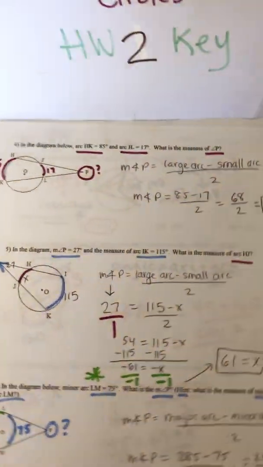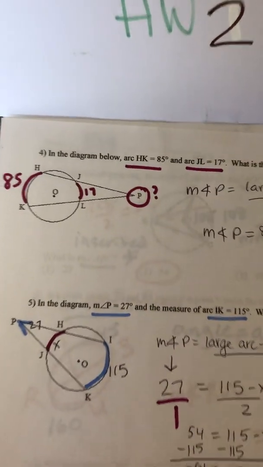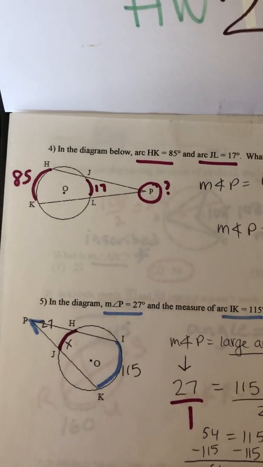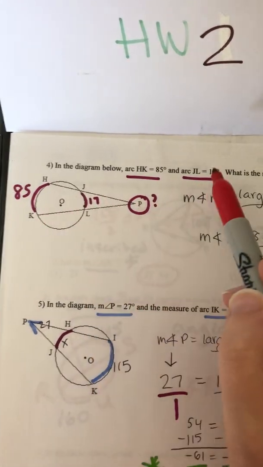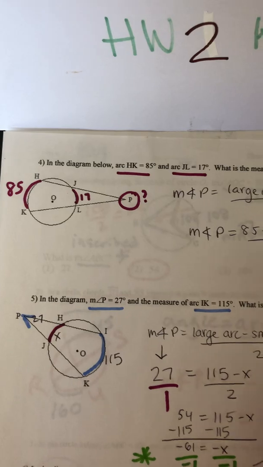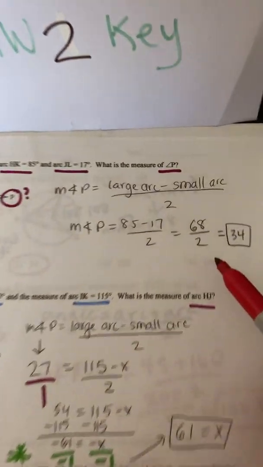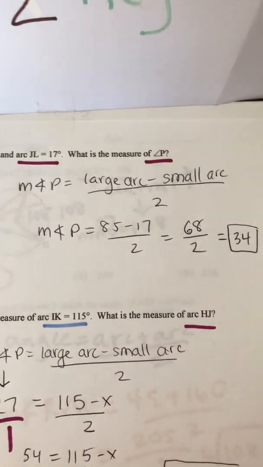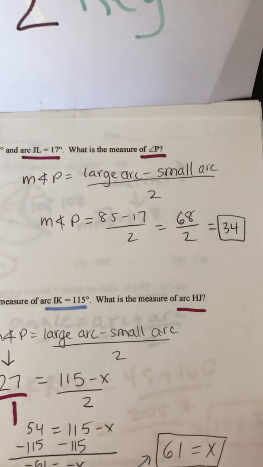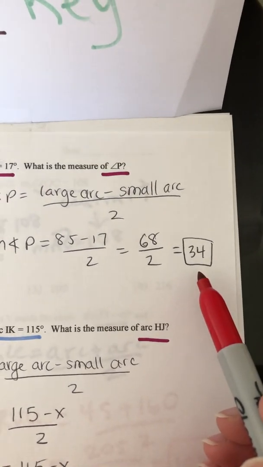Now on page 2, the diagram is a little different. The angle is outside the circle. These are two secants that meet outside the circle. Notice how I've labeled the arc 85 and the arc 17, and I'm looking for angle P. Well, that situation is getting the angle P by doing large arc minus small arc divided by 2. Take a look at that math. 85 minus 17 divided by 2. Do the subtraction first, get 68 over 2, and then divide by 2 and get 34. That's the measure of angle P.